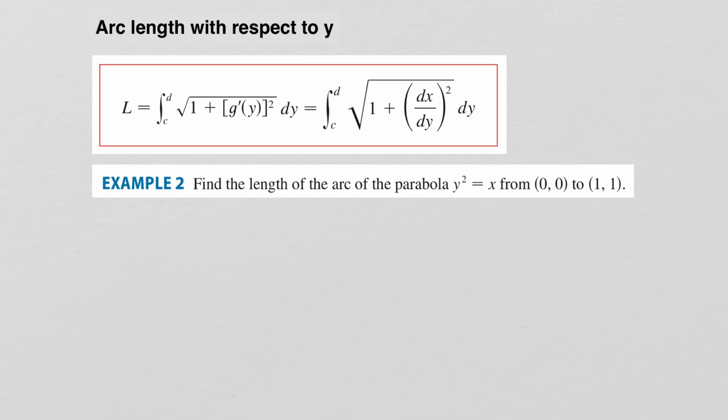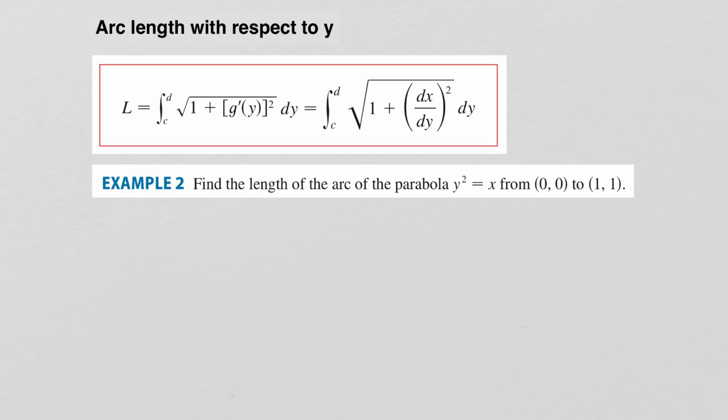Now we can also find arc length with respect to the y variable. To do it with respect to the y variable, your limits are going to be on the y-axis, and your function has to be a function of y. So it's the same formula, 1 plus the derivative of the function squared, square root of all that, and then take the integral. So the main thing is you have to think of a function of y.